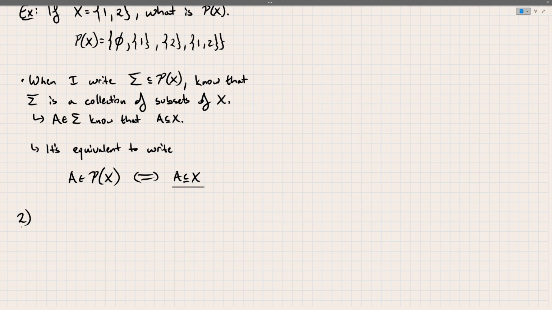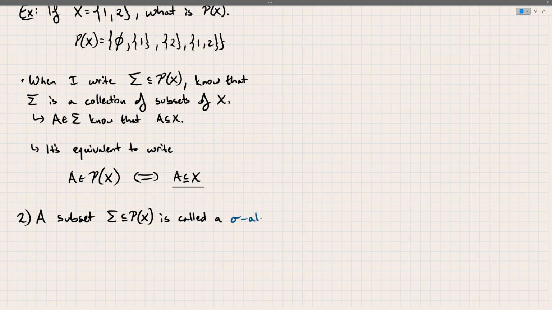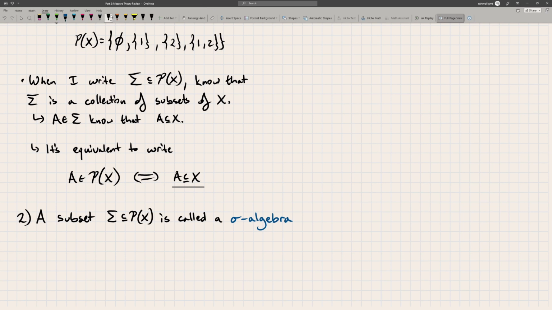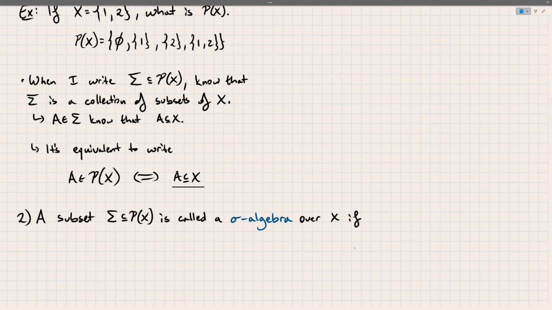Cool. So the next definition, number 2, is a special subset of the power set of X. We're going to be talking about a special type of collection of subsets of X. And I'm going to write it this way. A subset sigma of the power set of X is called a sigma algebra over X if we have the following three conditions.